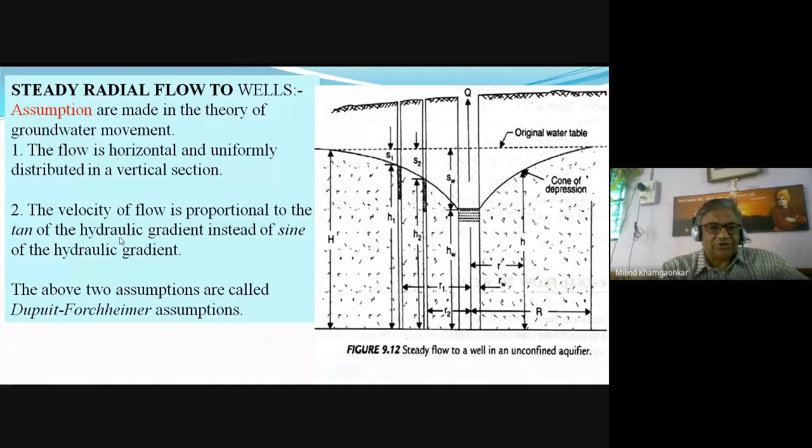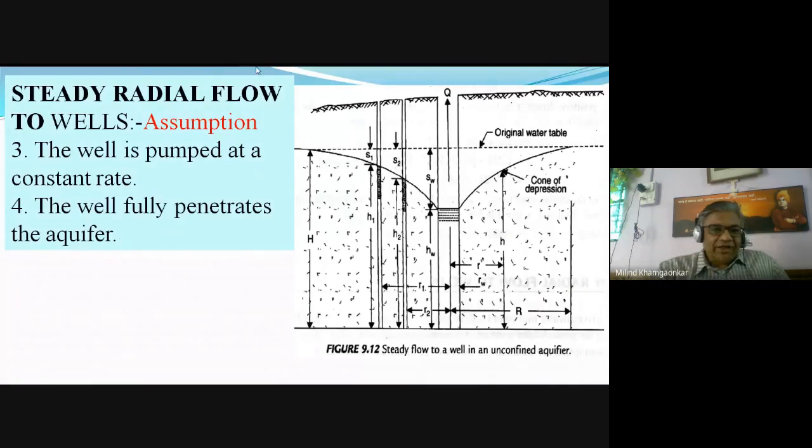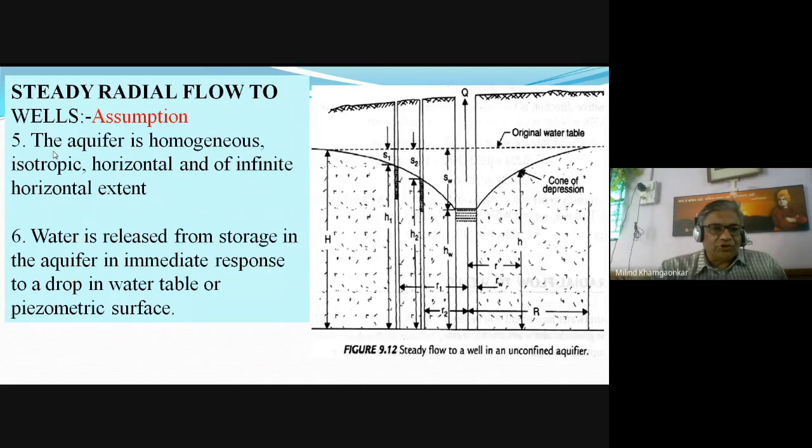There are further assumptions, three or four assumptions. The well is pumped at a constant rate is again one of the assumptions. The well fully penetrates the aquifer. This is one of the assumptions. The aquifer is homogeneous. That is, whatever aquifer there is, an aquifer is again a geological formation, and in the geological formation there is soil. So whatever soil is available in the aquifer is homogeneously distributed. It is isotropic, again a property of homogeneity, horizontal and of infinite extent.